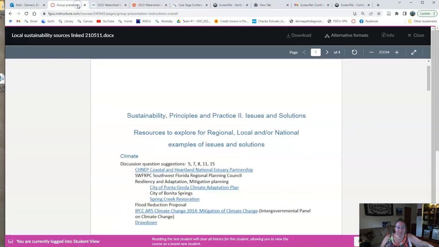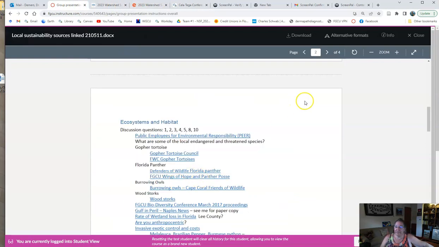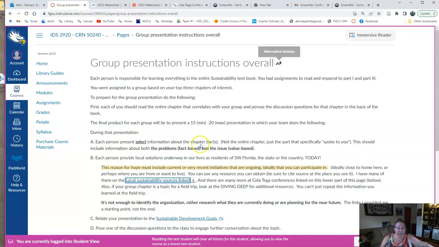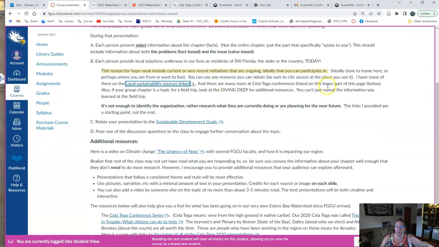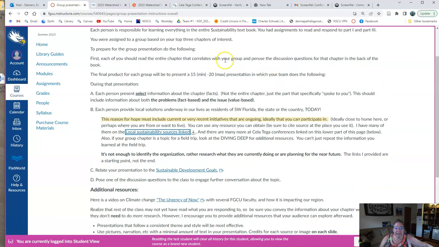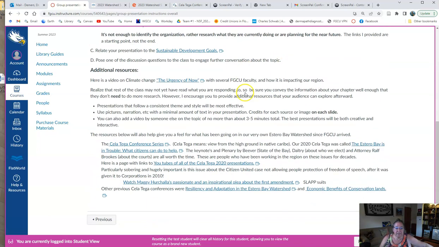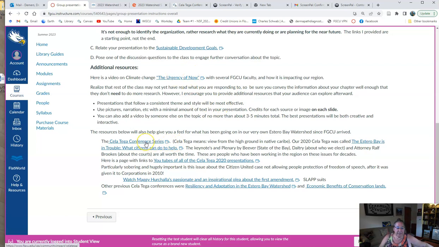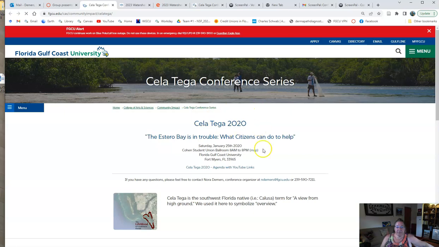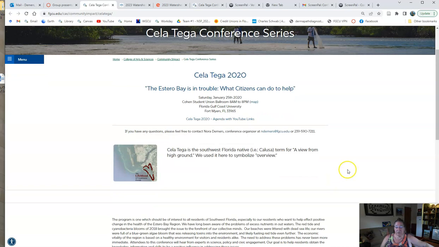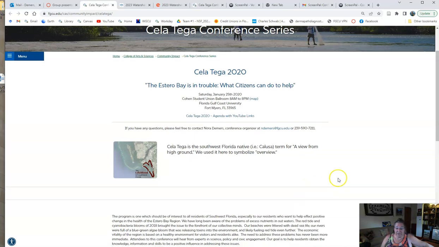And let's go back here. So that's the same for all of these. I don't want to make this too long. It's already 4 minutes. Let me show you one more thing. The Celatega conferences. I'm going to have to reorder this, but if you go down here, you'll get to the Celatega conference series. These are conferences that I've been putting on with the Estero Bay Agency on Bay Management, which is the group that was formed as a result of the lawsuit against the state of Florida, putting FGCU where it is.